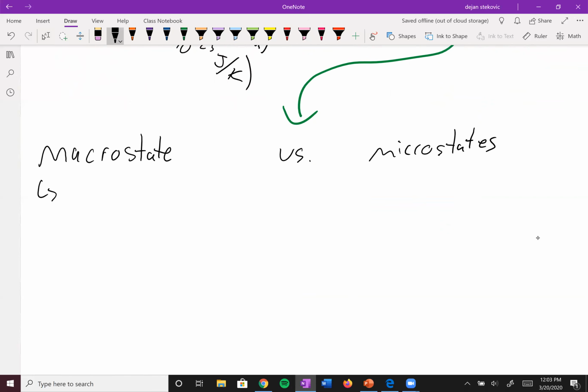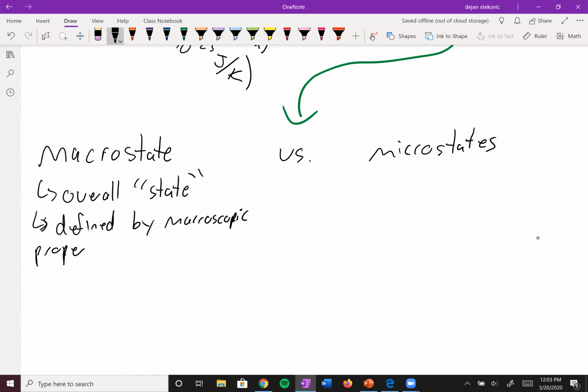And so the macro state is the big picture that you're looking at. So this is the overall state, right? And this state can be described by macroscopic properties such as pressure, temperature, volume, that kind of thing. They're what describe the macro state. You know, this pizza is at 35 degrees Celsius. This gas has a volume of this. It has a pressure of this.